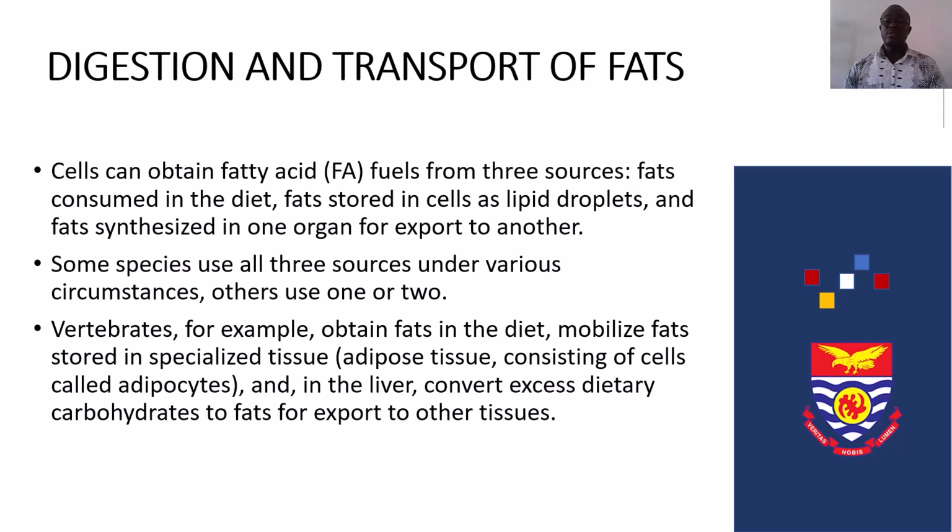Digestion and transport of fats. Cells can obtain fatty acid fuels from three sources: fats consumed in diet, fats stored in cells as lipid droplets, and fats synthesized in one organ for export to another. Some species use all three sources under various circumstances. Others use one or two. Vertebrates, for example, obtain fats in the diet, mobilize fats stored in specialized tissue, that's adipose tissue consisting of cells called adipocytes, and in the liver, convert excess dietary carbohydrates to fats for export to other tissues.